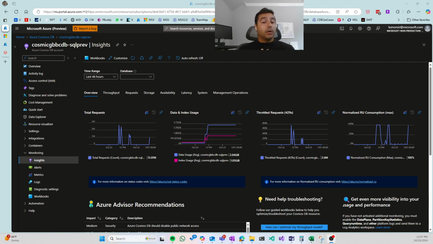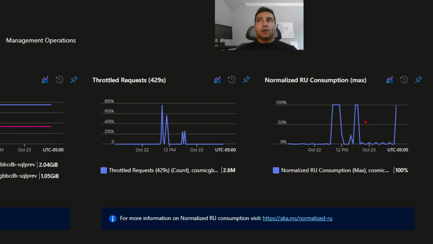And so I want to pause here and take the time to understand what normalized RU means and go through some scenarios where we are going to analyze normalized RUs. Usually the conversation starts when customers look at the portal, they come to Insights and they see some periods of time where the normalized RU shows 100%.